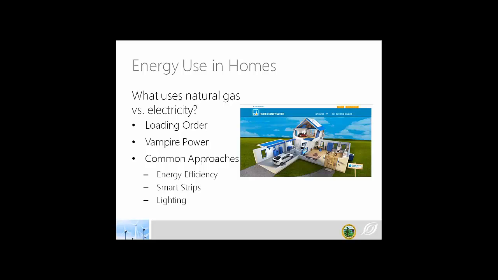So energy use in your homes. What uses natural gas versus electricity? A large majority of your appliances and technologies all run on electricity. However, your heaters and any sort of gas stove would be run on natural gas. So there's not too many items that run on natural gas, but the ones that do are high users. They use a lot more natural gas than you would with electricity on everything else in your home. We could go to the next slide.